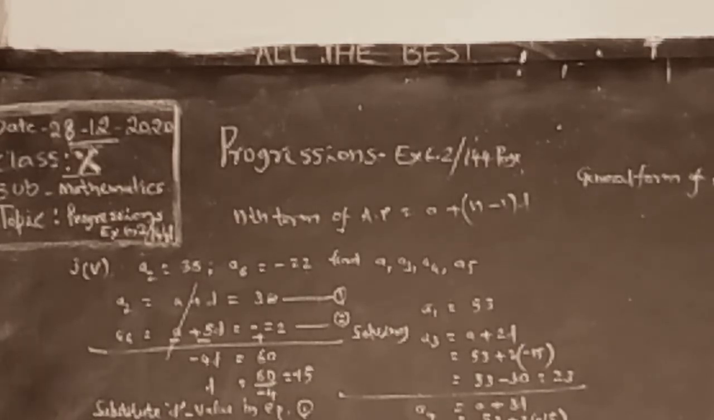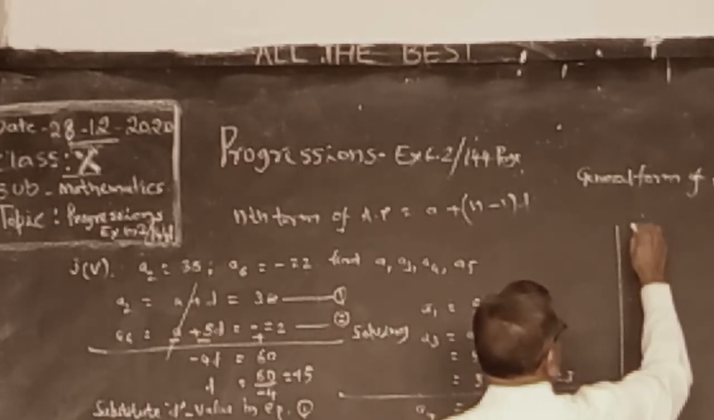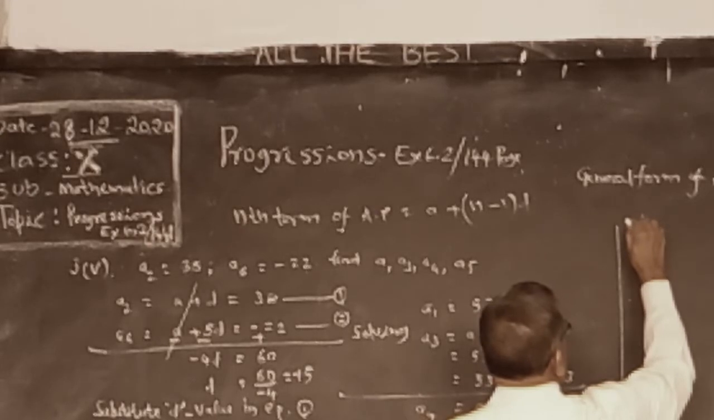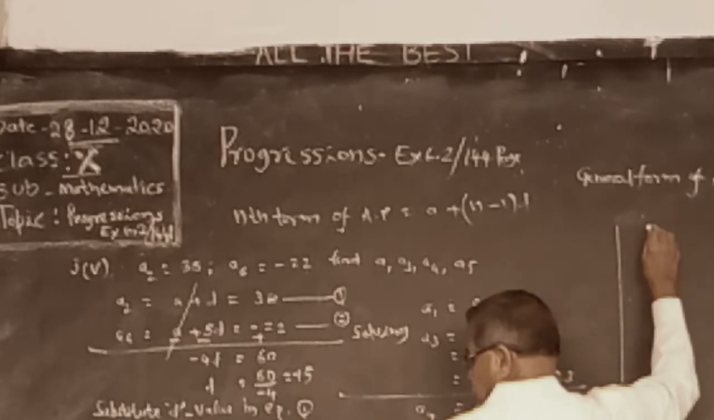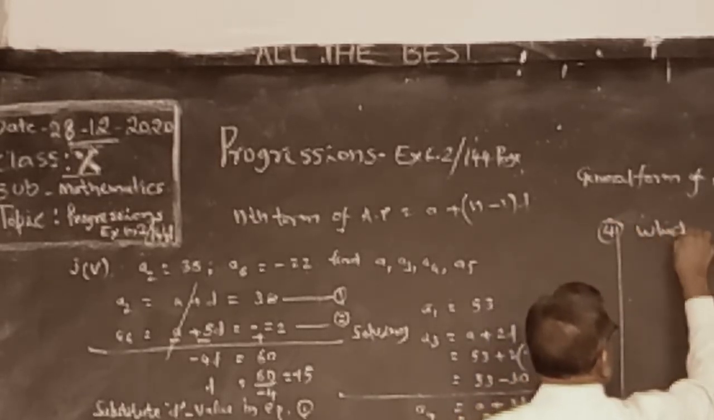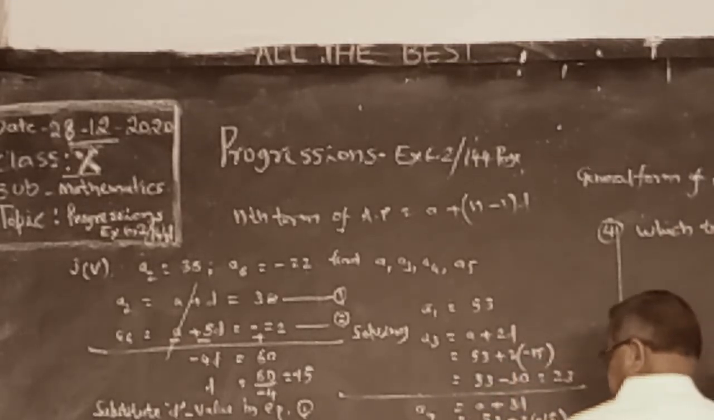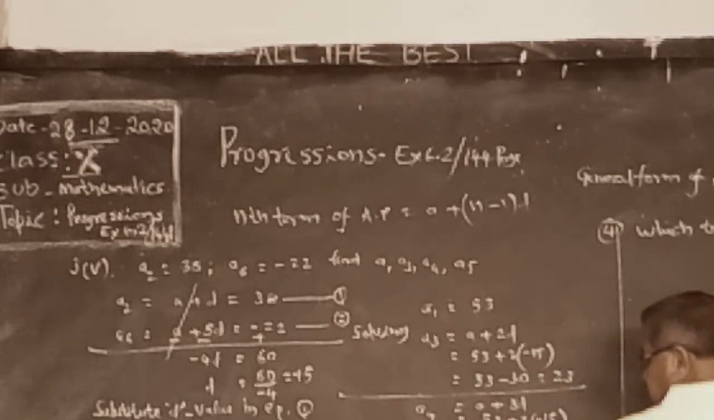Next, fourth problem. Which term of the AP 3, 8, 13, 18, dash is 78?